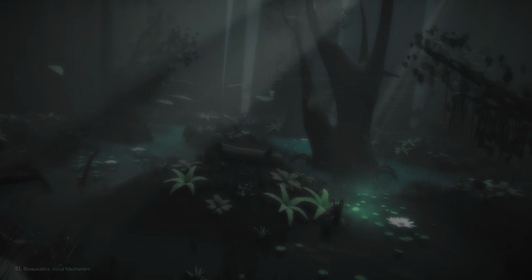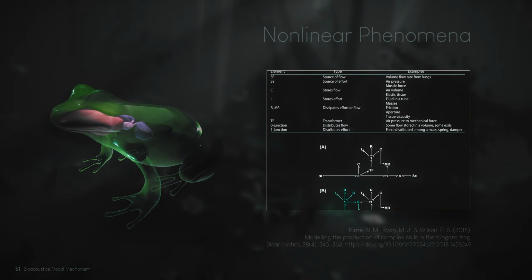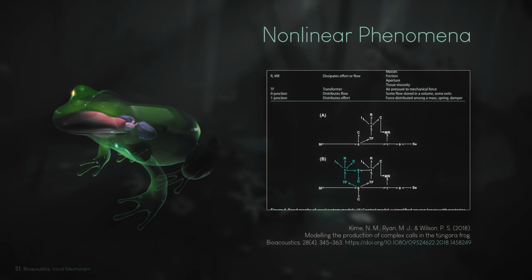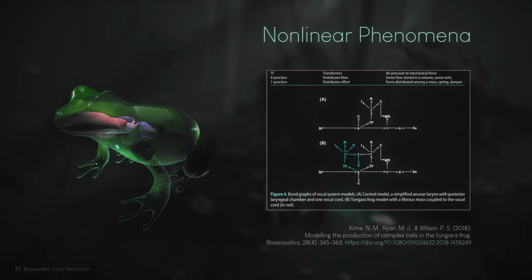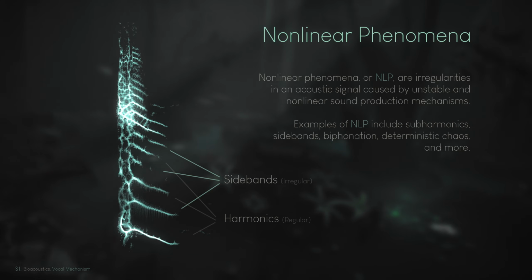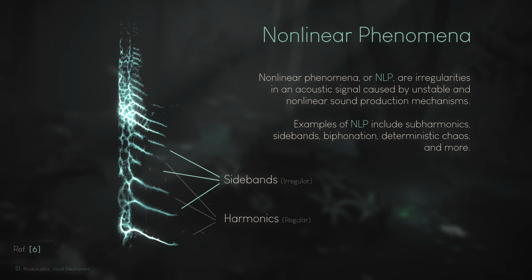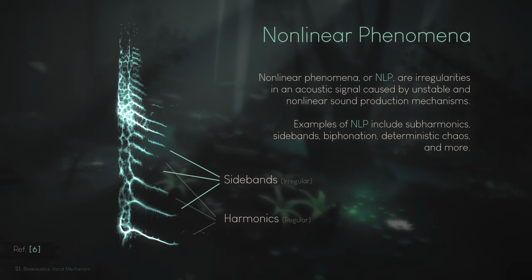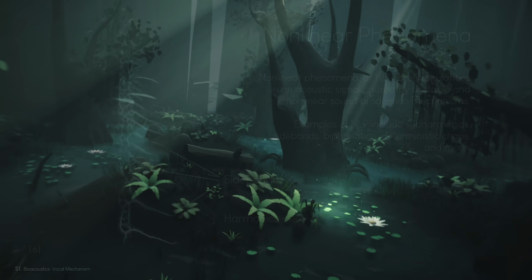The vocal system of a frog can be complex and nonlinear, which is to say that the vocal structures might not behave predictably, and the resulting sounds may contain what are called acoustic irregularities, like subharmonics, sidebands, etc. We'll see examples of this later on once we start analyzing frog sounds.